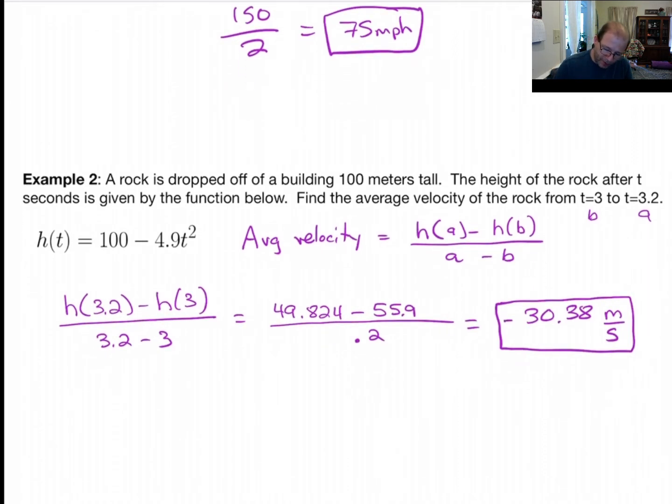If we were to graph this, we'd see that the rock's dropped off of the building. So it starts up here at a height of 100, and as t goes on, it's going to go down. So it makes good sense that the velocity is negative because the height is changing in a negative fashion because it's falling.